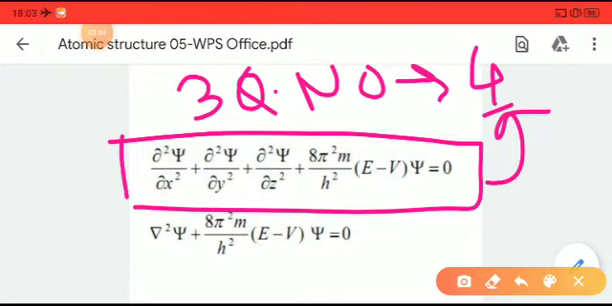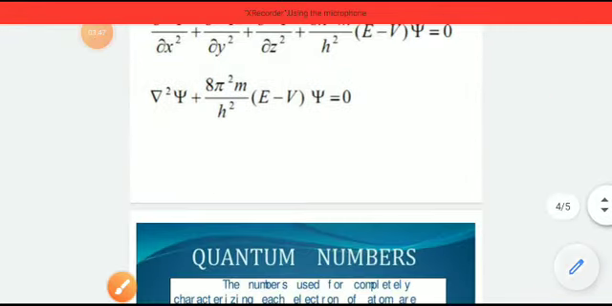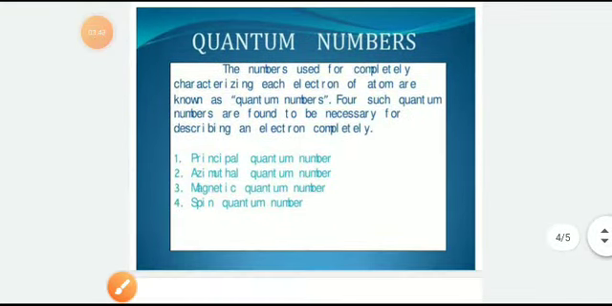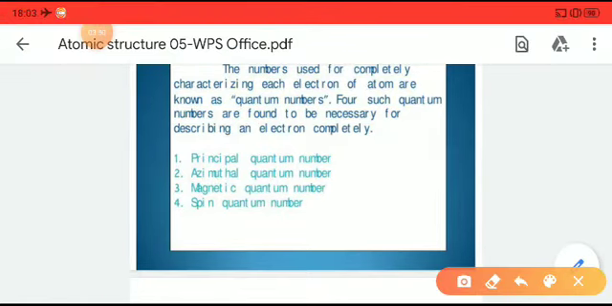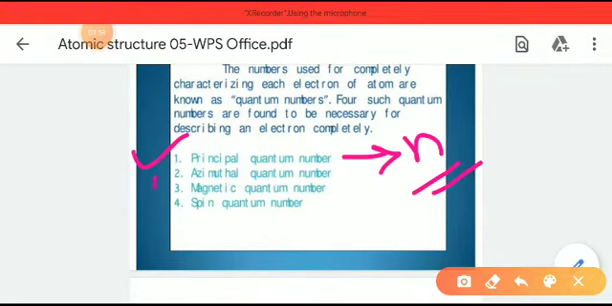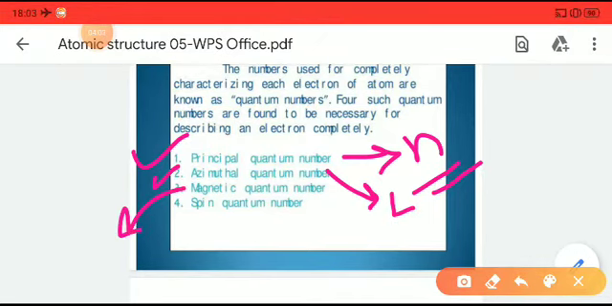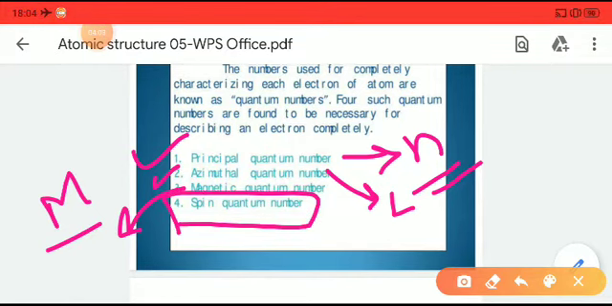So what are the quantum numbers? Mainly there are 4 quantum numbers. Number 1, the principal quantum number, which can also be called n. Number 2, the azimuthal quantum number, that is called l. Then the magnetic quantum number, represented as m, and the spin quantum number, which is the fourth one, represented by s.